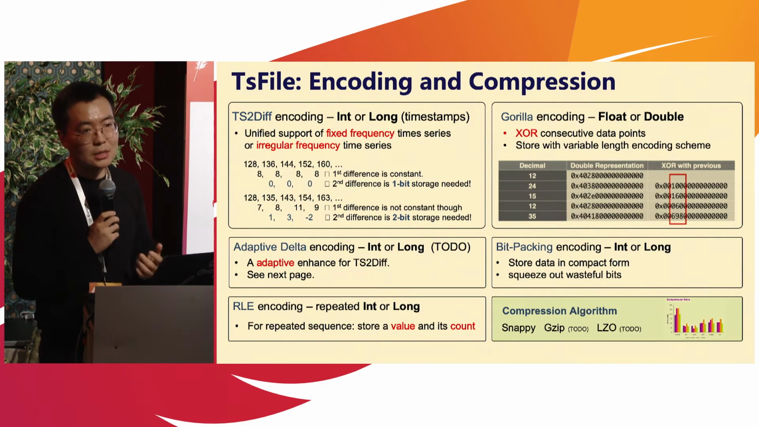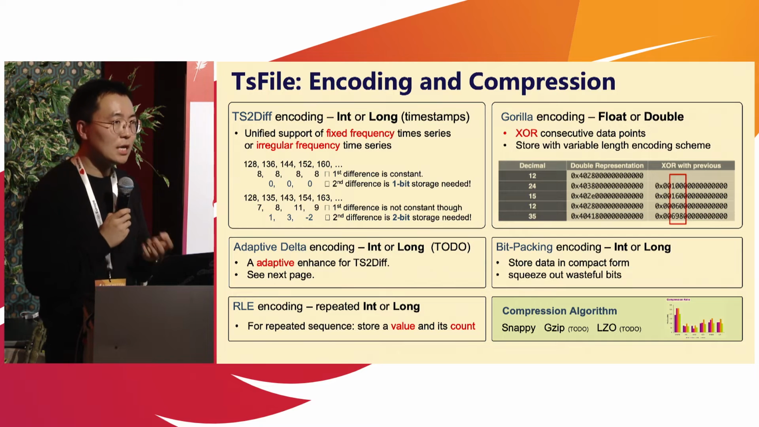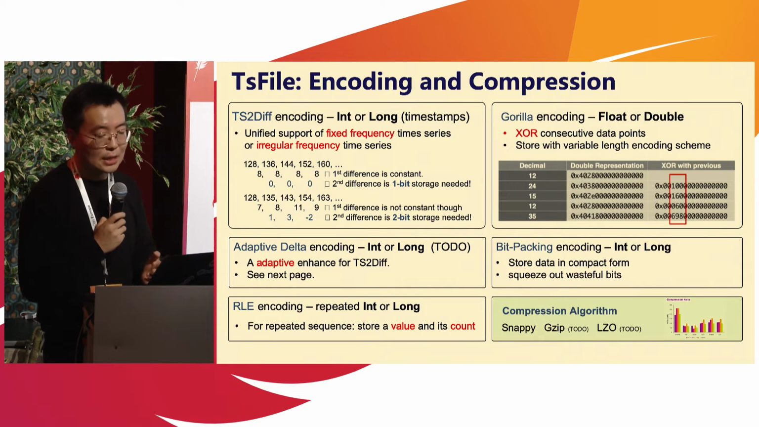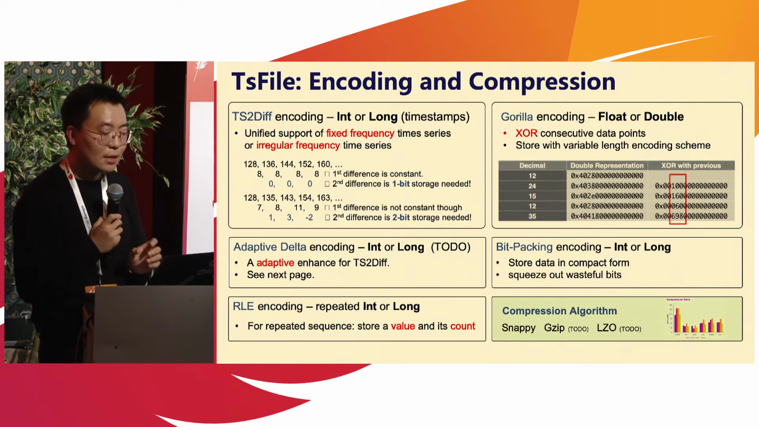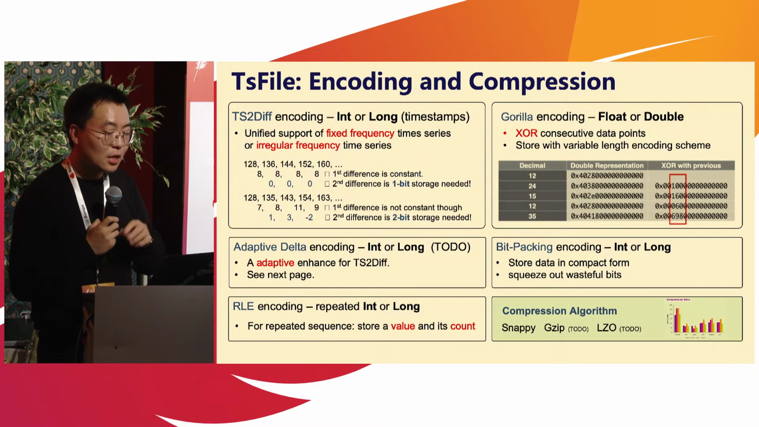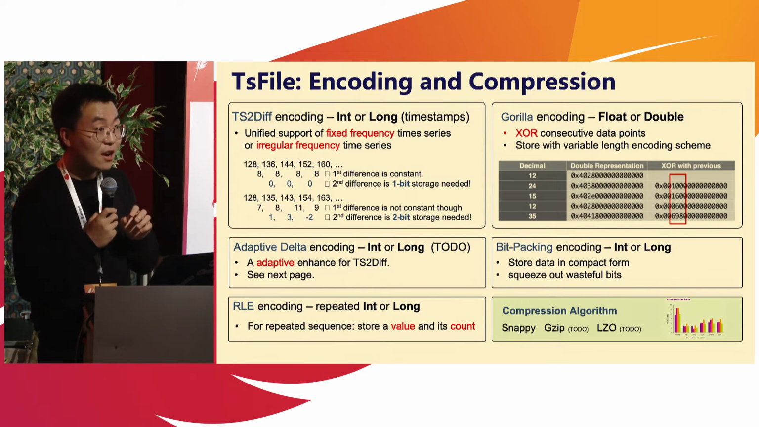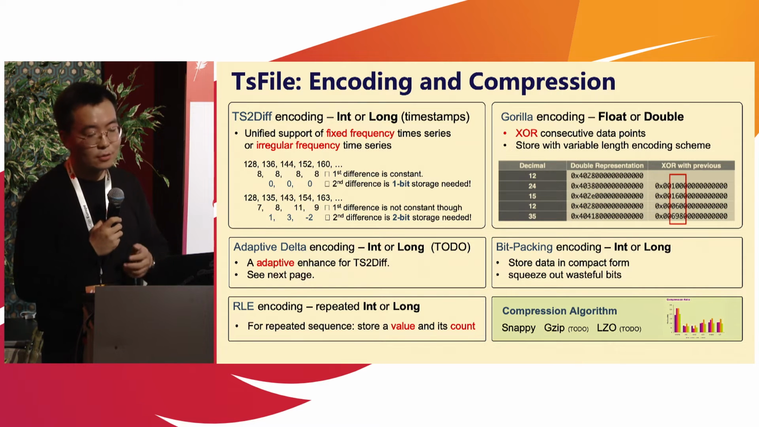And TsFile implements a list of encoding technologies for different data types. We adopt a kind of diff encoding called TS2diff that stores the time series data and the value data. By calculating the diff of data, the diff value is very small, and then we can use few bits to store them. But the compression will fall if there are many outlier points or the data sampling is irregular. But this scenario is very common in industrial applications.